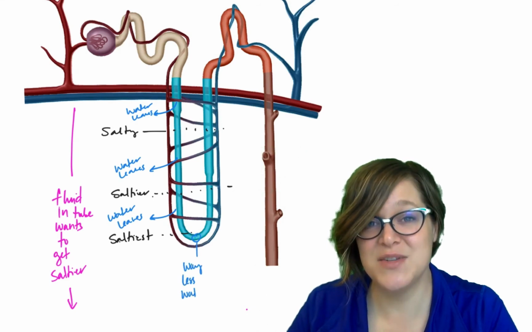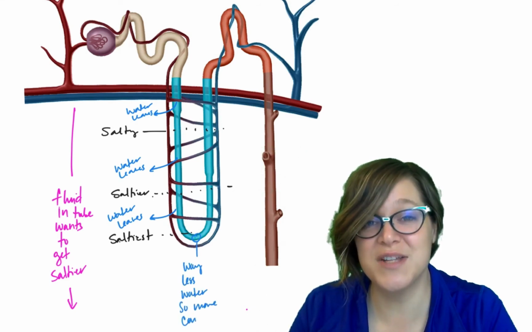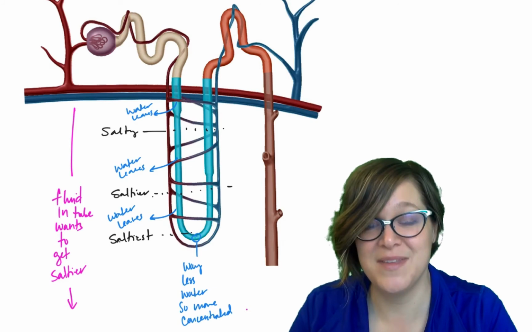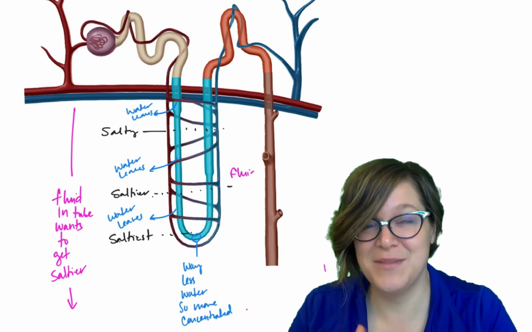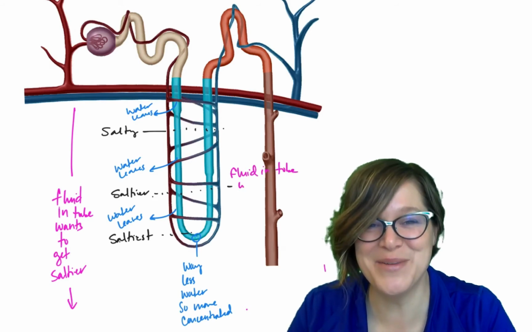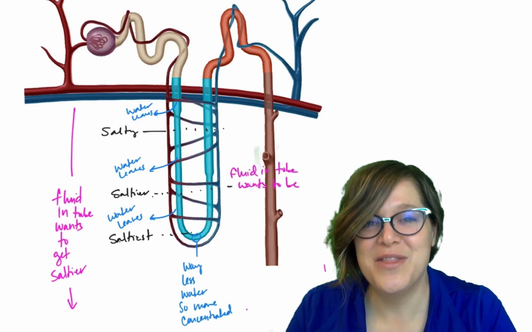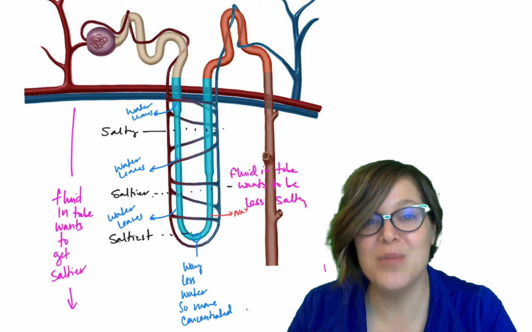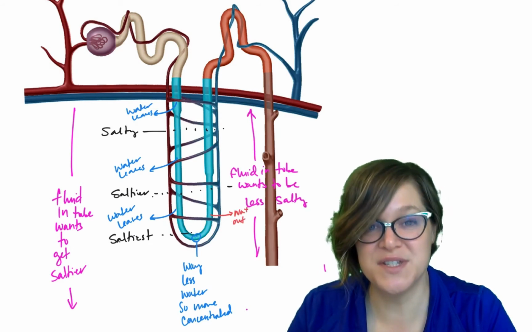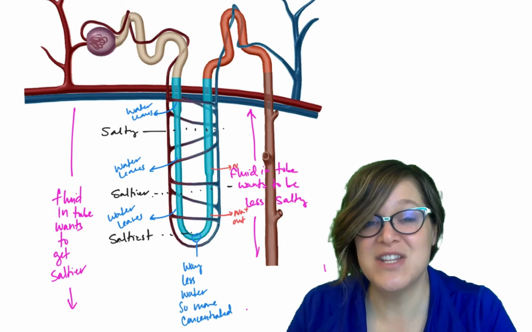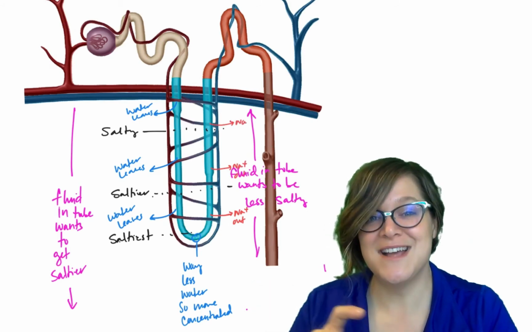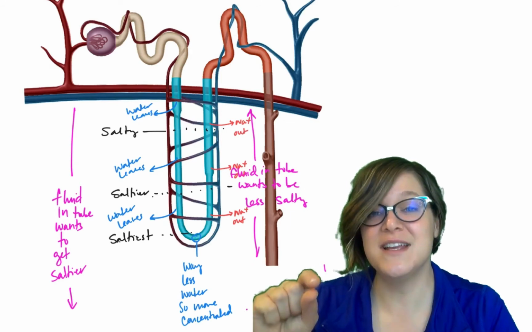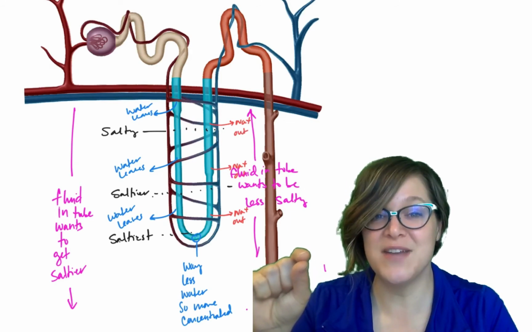This gradient is going to get stronger and stronger as we go down that loop of Henle. On our way up, the ascending limb of the loop of Henle, the limb is no longer permeable to water. Now it's permeable to salt. And what this means is that salts are going to start getting pulled out because as it's going upward, it's again going to try to equilibrate with its environment outside of itself.